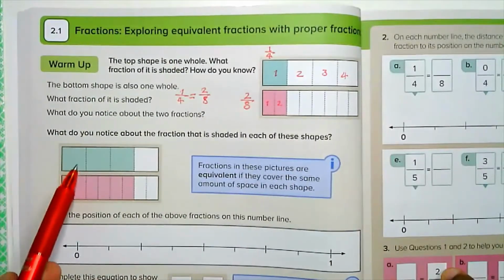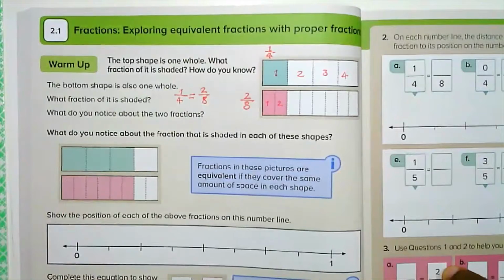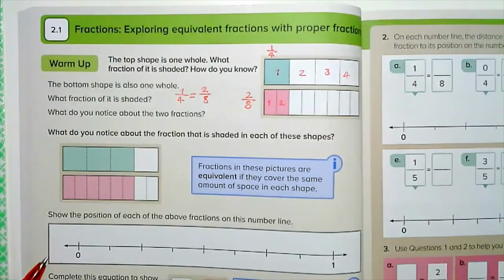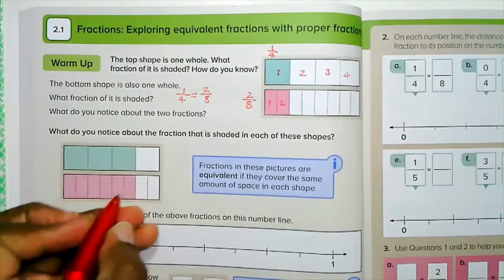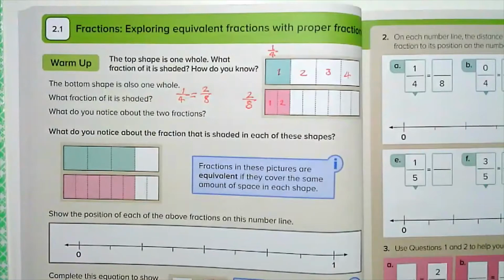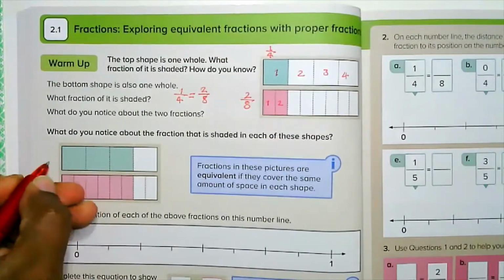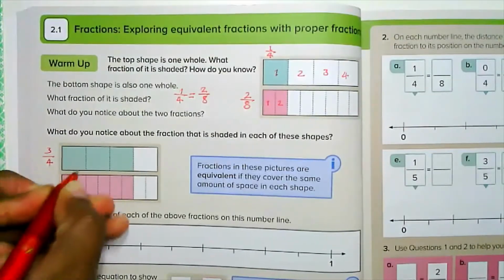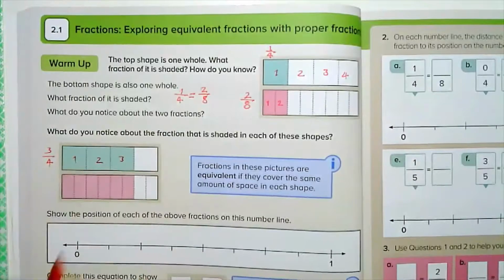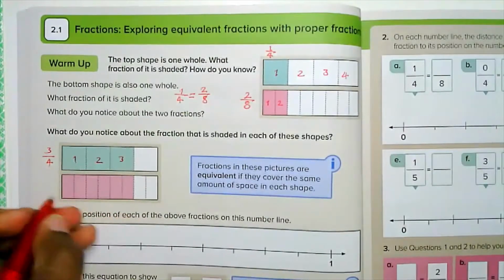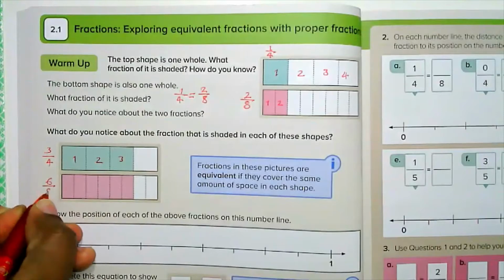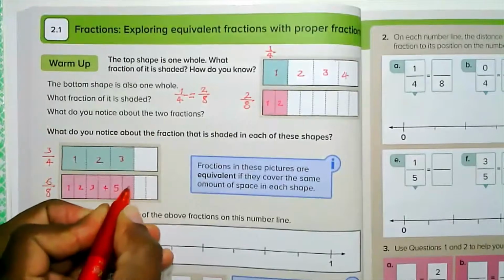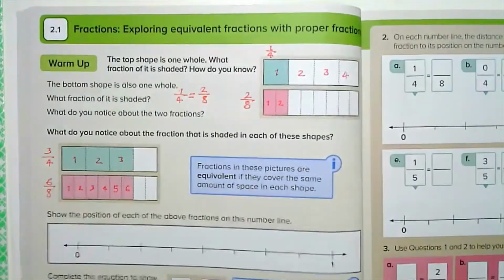Now let's take a look at the next two shapes. What do you notice about the fraction that is shaded in each of these shapes? We can notice it is the equal portion that is shaded, even though it could be a different fraction. This is 3/4. 1, 2, 3. And this is 6/8. 1, 2, 3, 4, 5, 6. 6 of the 8 parts are shaded.